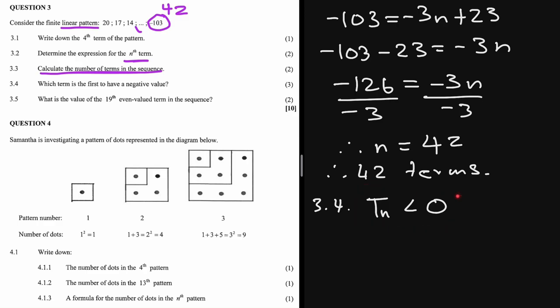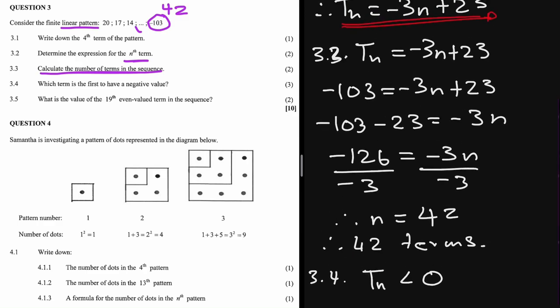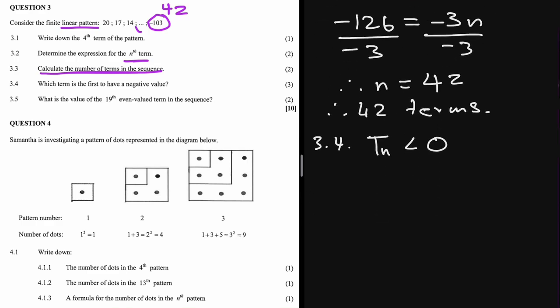So we already know the general term, which is this term here. We're going to substitute this general term there, and then determine the position at which you're going to start to have a negative value. So our Tn is the same thing as negative 3n plus 23. We are going to substitute it here and say negative 3n plus 23 is less than 0.